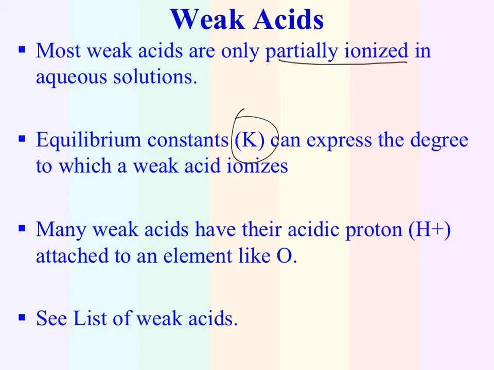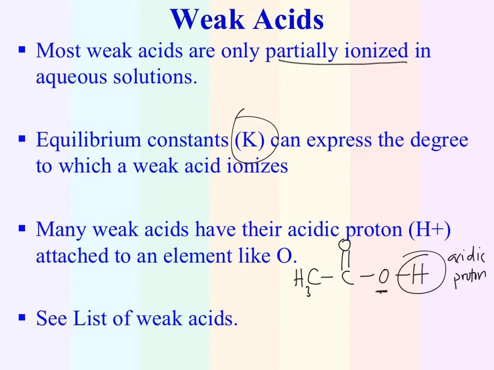Basically, when you have a small degree of ionization, you have a small degree of product, so you subsequently typically have smaller Ks. Something else to note is that many weak acids have their acidic proton attached to an element like oxygen. We saw this example when we looked at acetic acid in the last lecture. This is your acidic proton. Notice it's attached to the more electronegative oxygen, and this is an example of that weak acid situation.